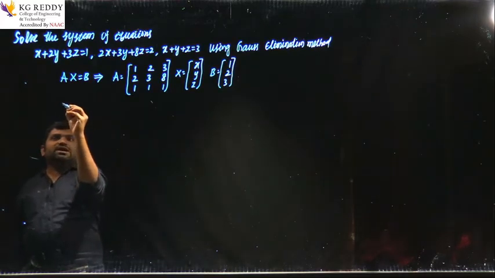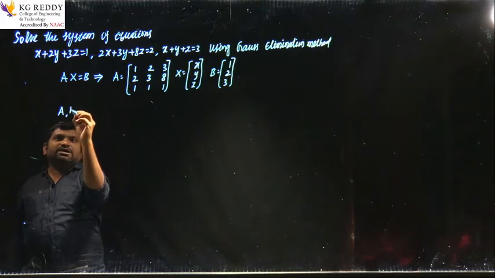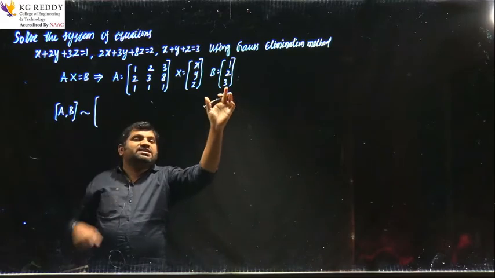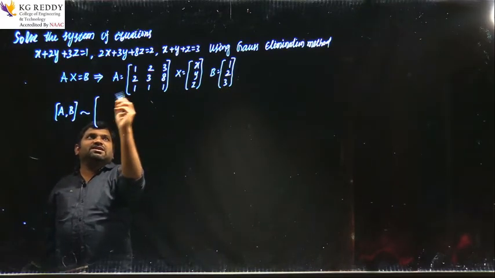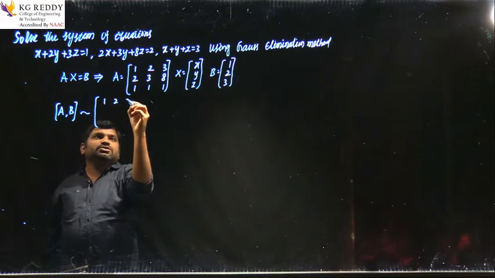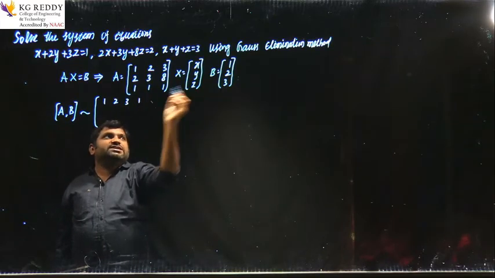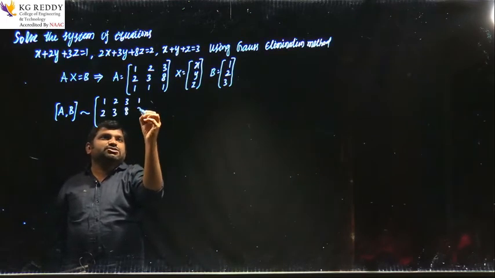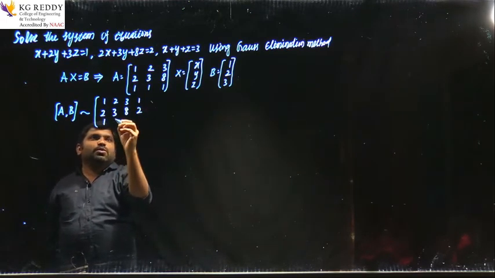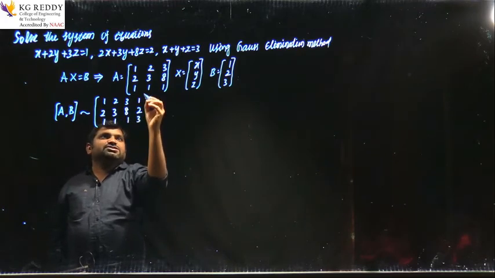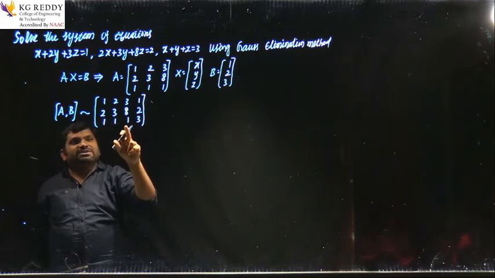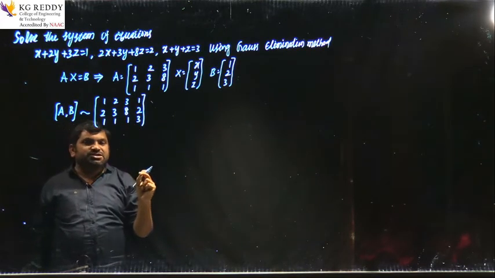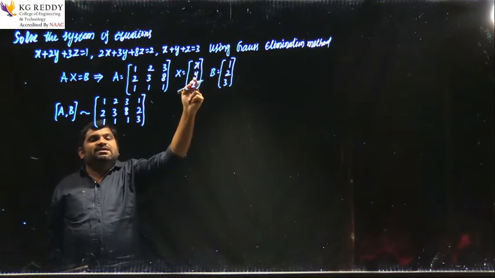Now write down the augmented matrix. The augmented matrix means the A matrix and B matrix written in a single matrix. So that is 1, 2, 3, and from that matrix the first row ends with 1. Next, come to the second row: 2, 3, 8, 2. Next, come to the last row: 1, 1, 1, 3. So this matrix is called the augmented matrix. Using this we have to do backward substitution, then we will get the x, y, z values.